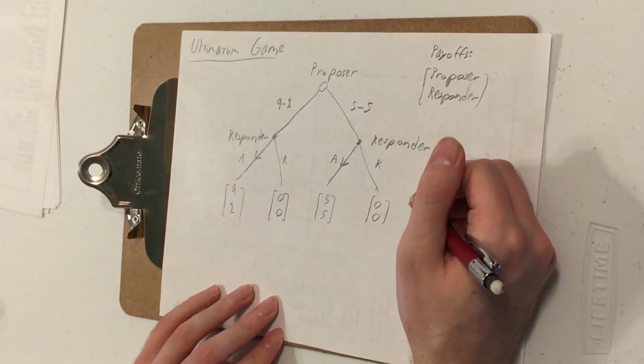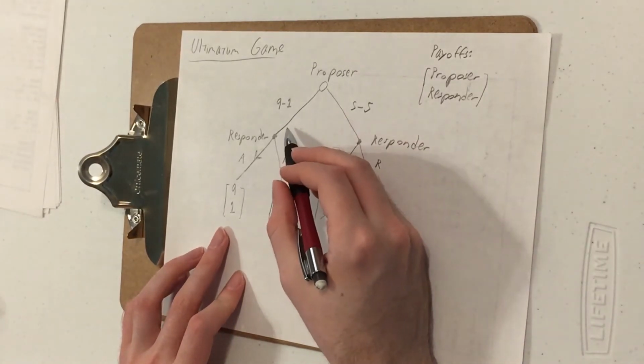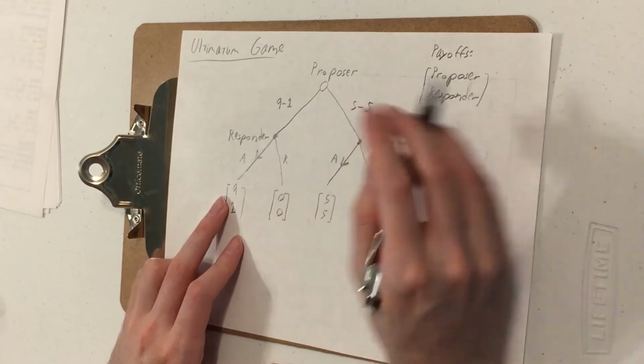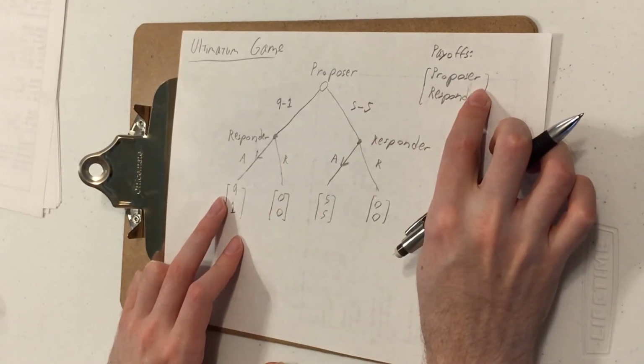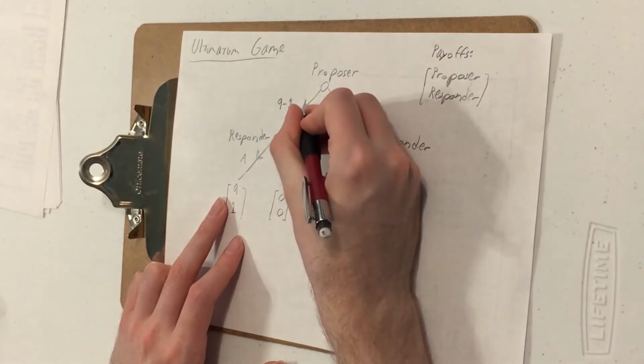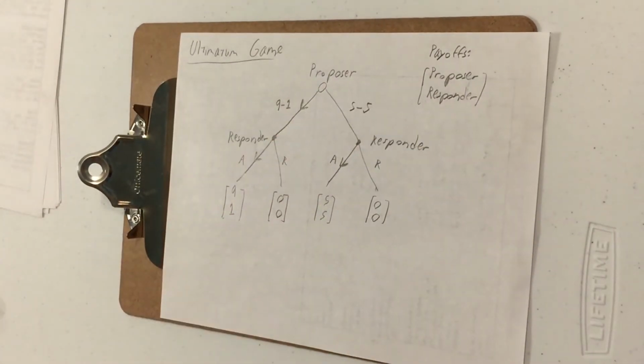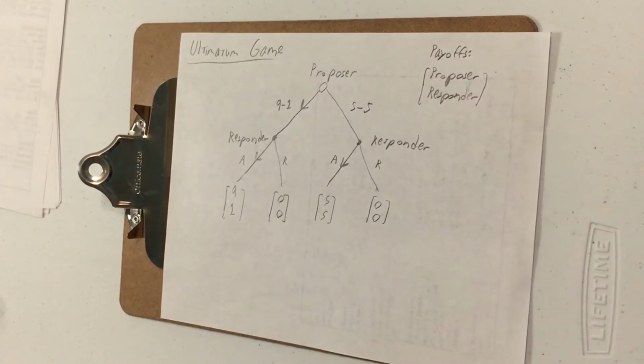The proposer realizes all this and sees that if they offer 9-1, it'll get accepted, and proposer, whose payoffs are on top, will get 9. That's better than getting just 5. So based on this analysis, the proposer should offer 9-1 and responder should accept.